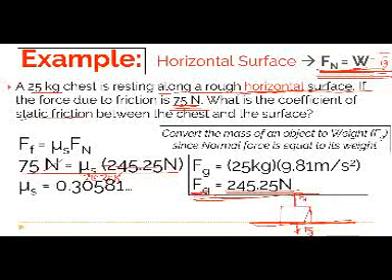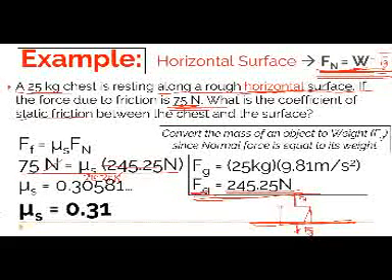Based on our given, 75 Newtons and 25 kilograms, the least number of significant figures is only 2 significant figures. So we round this to 2 significant figures, and that is equal to 0.31. So the coefficient of the static friction is now equal to 0.31.